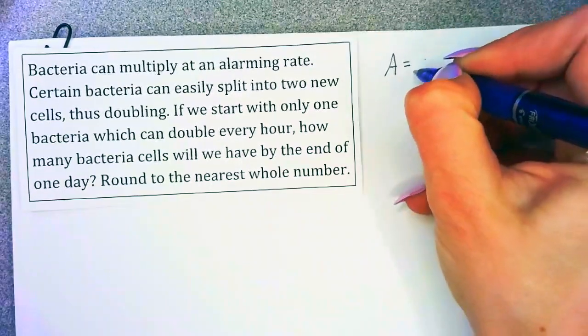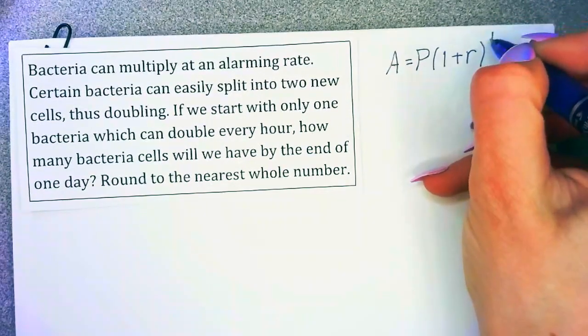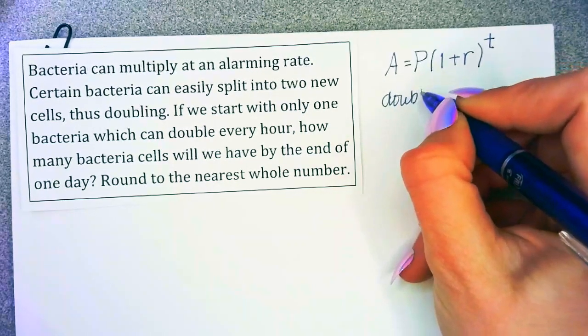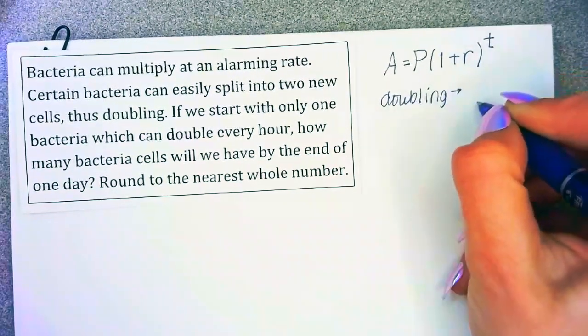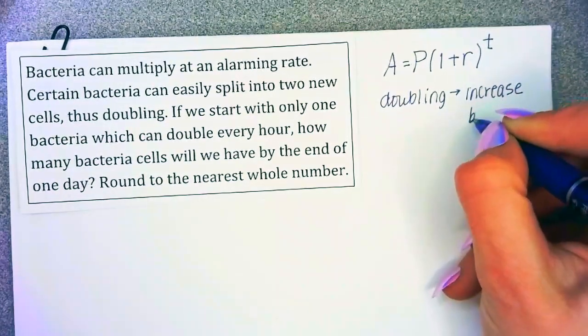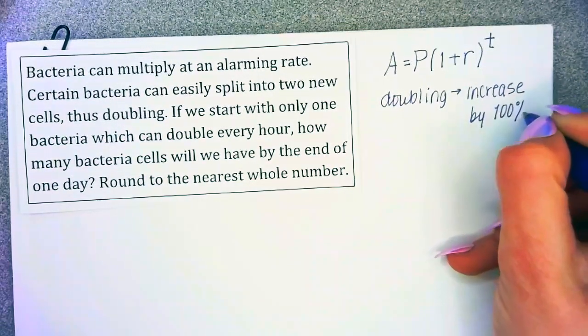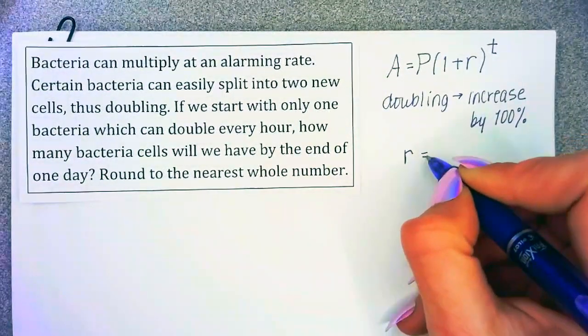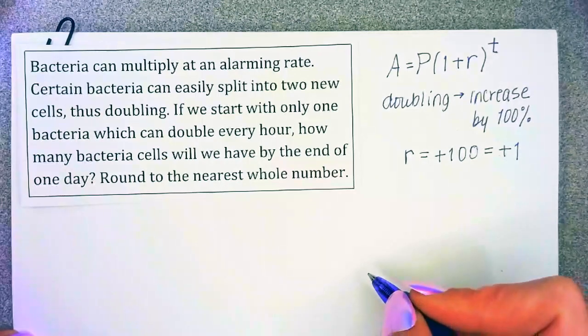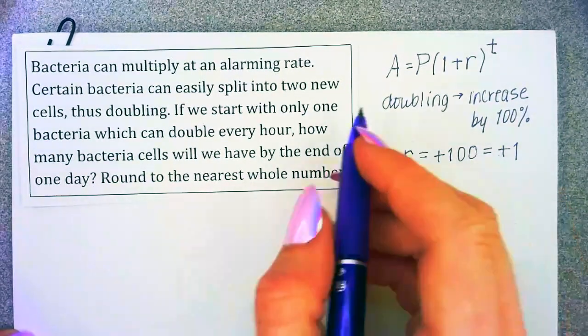A equals P times the quantity of 1 plus R to the T. The problem mentions that the bacteria is doubling. When something doubles, that means it's going to increase by 100% of itself. Increasing means we'll have a positive rate. 100% as a decimal is really 100 divided by 100, which means I have a plus 1 as my rate when I use my rate as a decimal.